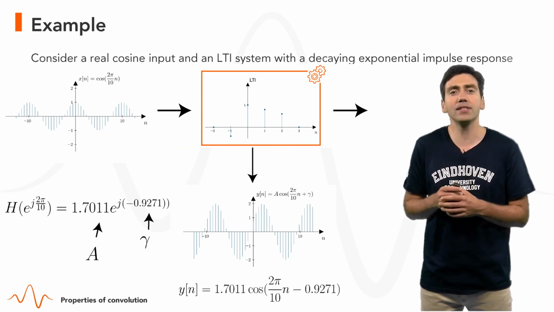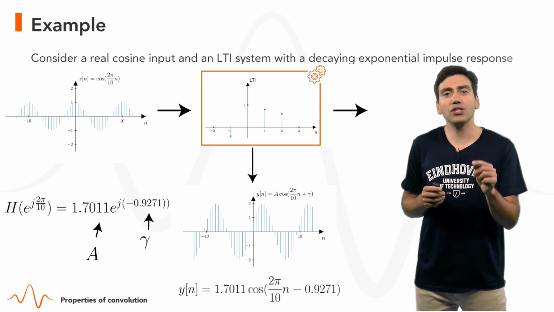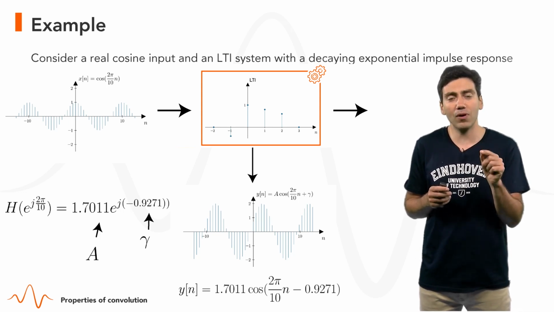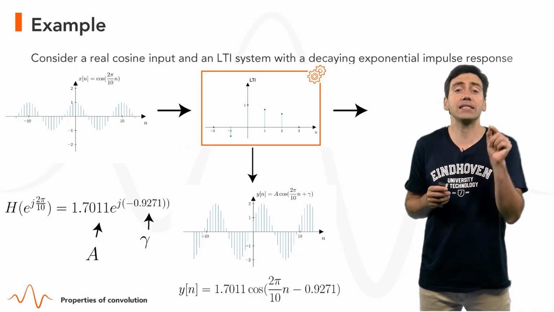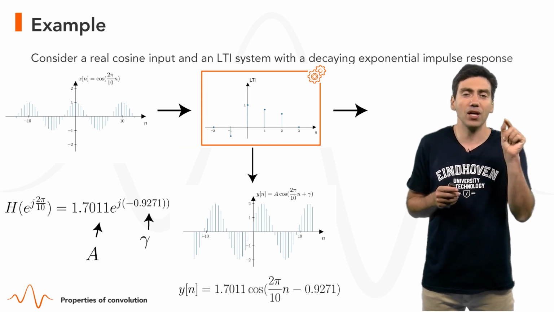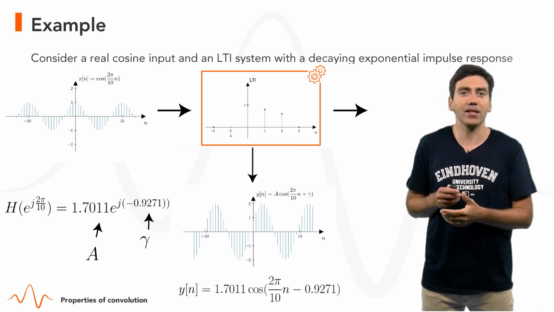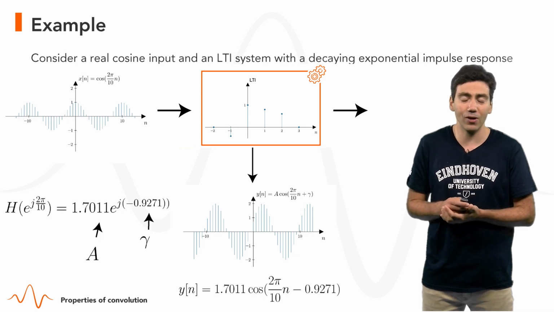Very, very important: to compute capital H, we have to evaluate it at e to the power of j omega, where omega is the frequency of the input signal, 2 pi over 10.